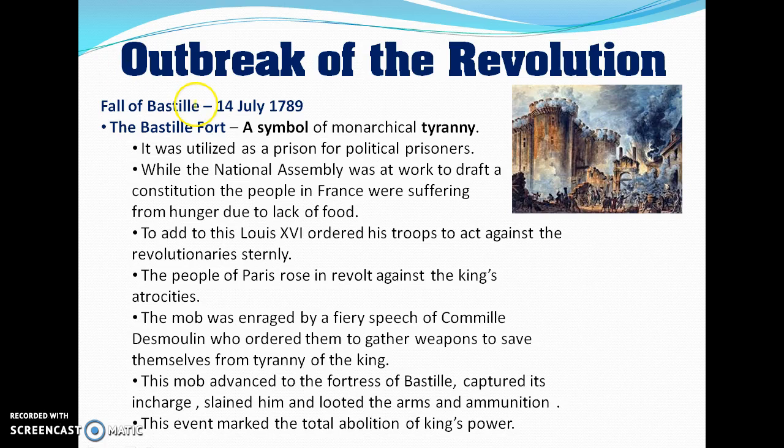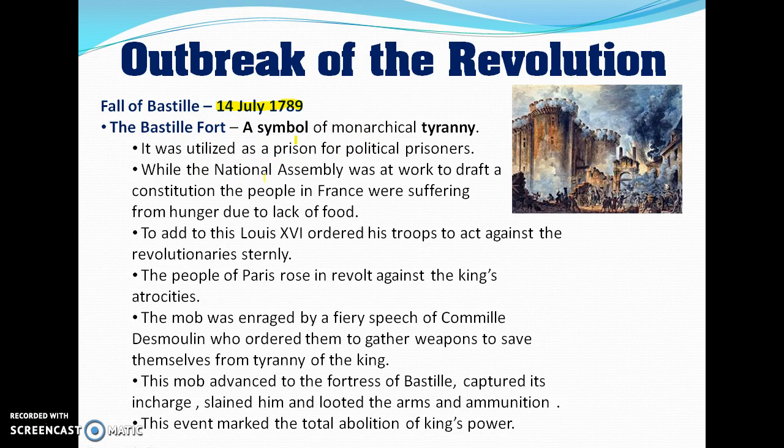Bastille was a fortress, and the fall of Bastille took place on 14th of July 1789. This event marked the culmination or the zenith of the revolution. This fort was a symbol of monarchical tyranny. It was utilized to imprison political prisoners.